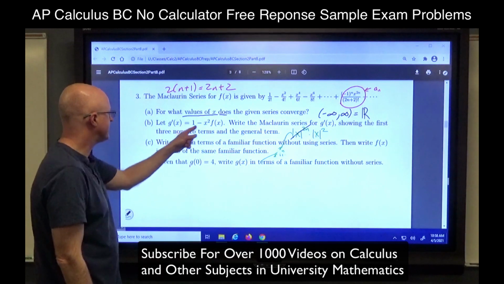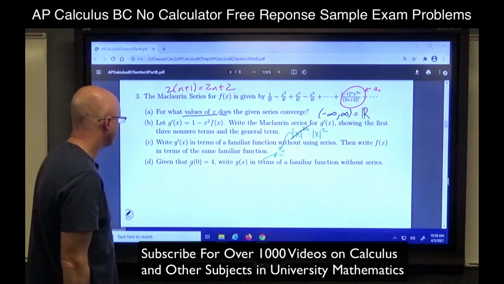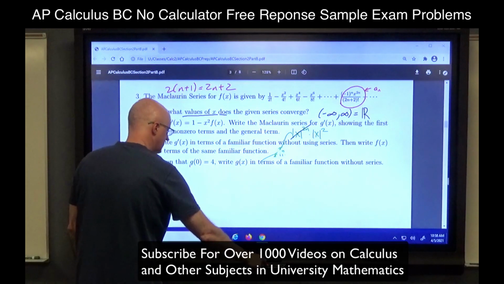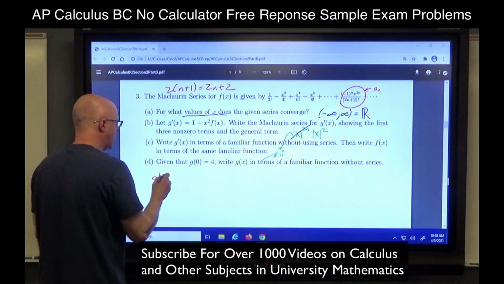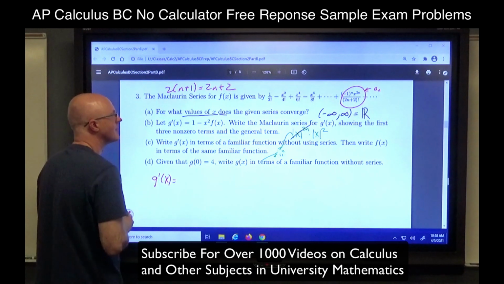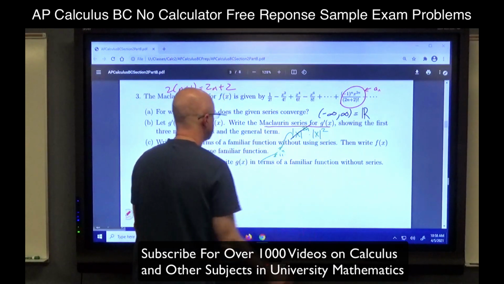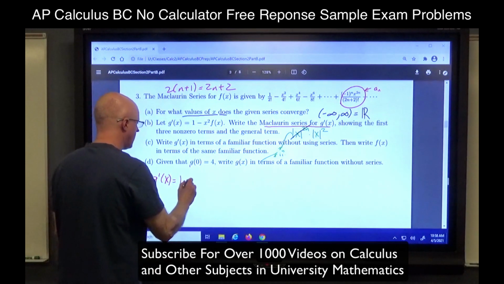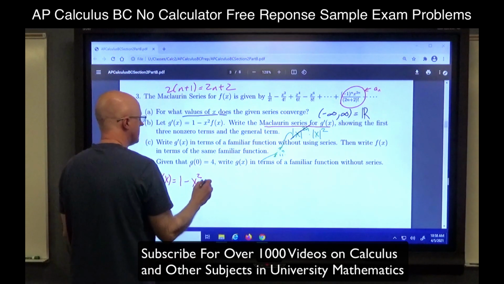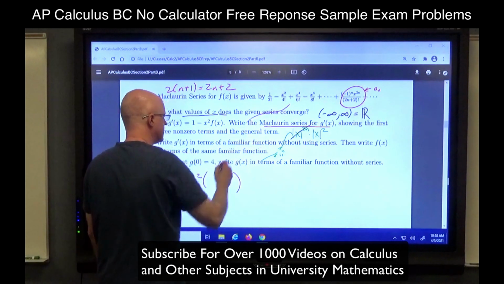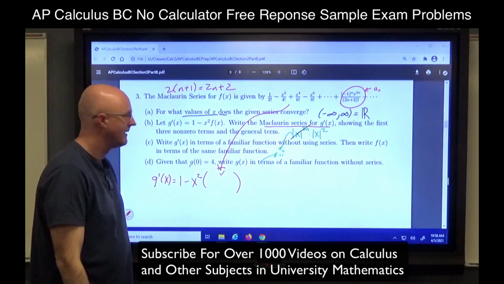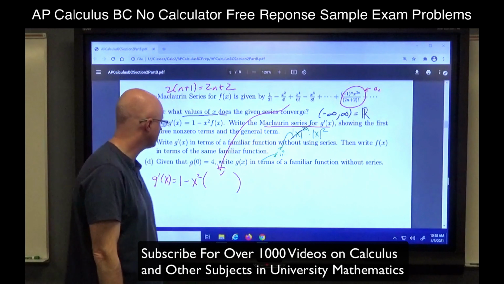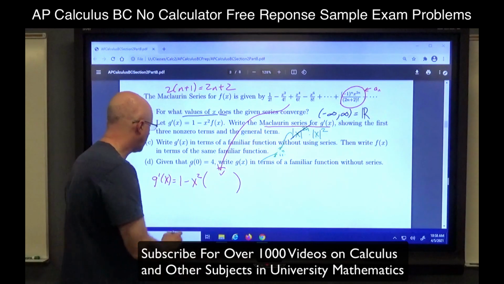G prime of x is defined to be this, where G is some unknown function. So what do I do to find a formula for G prime? It's the Maclaurin series in particular. I just use the Maclaurin series for f. To save time, I'll just do this. So you're going to multiply each term by negative x squared, and then add 1 at the beginning.